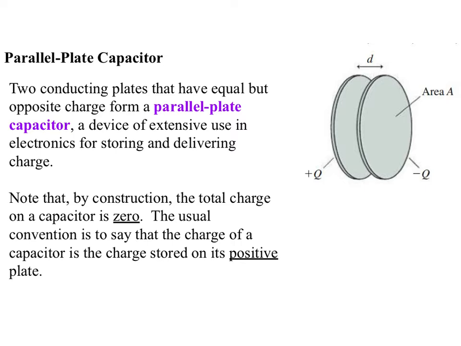Notice that by construction, we build the total charge on the capacitor to be 0, so our convention is to name the positive charge with the assumption that there is equal negative charge on the other plate.